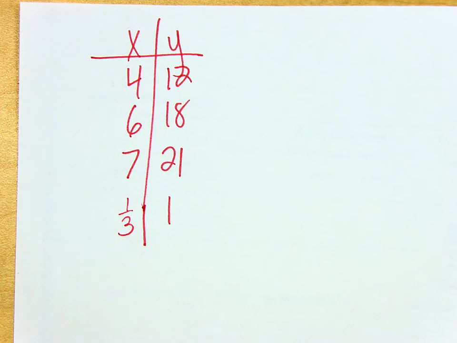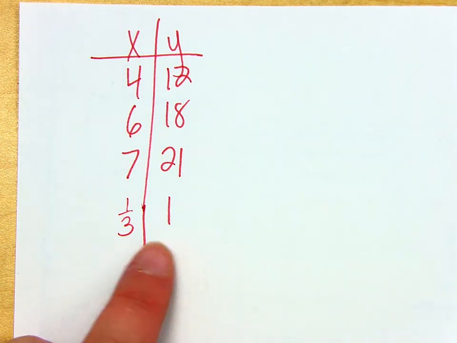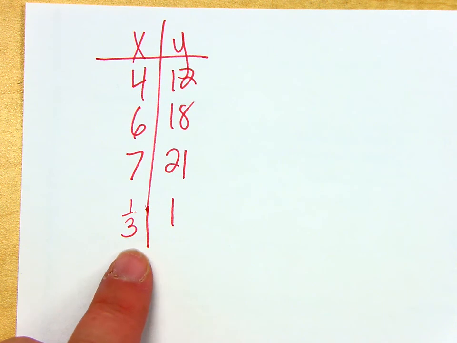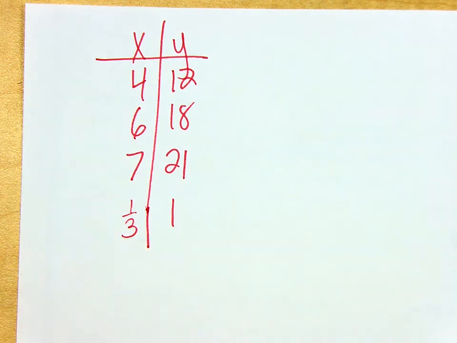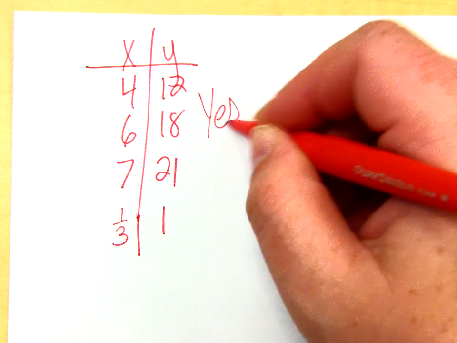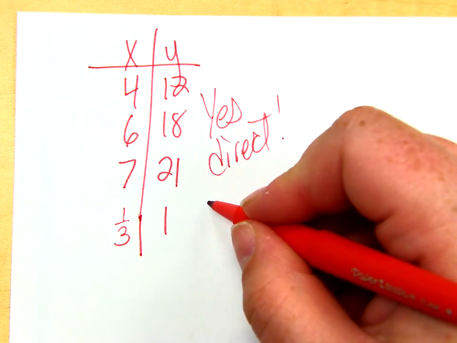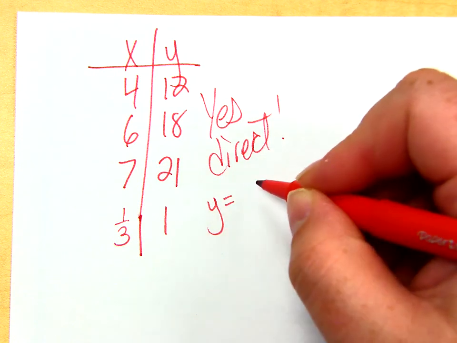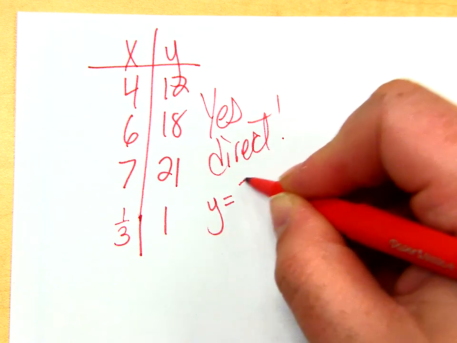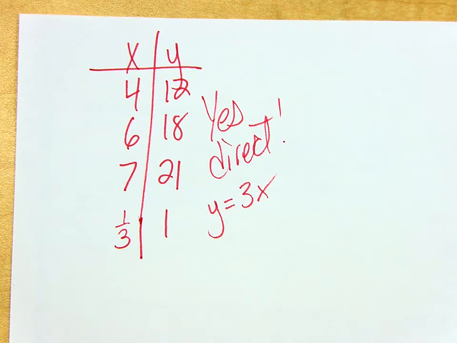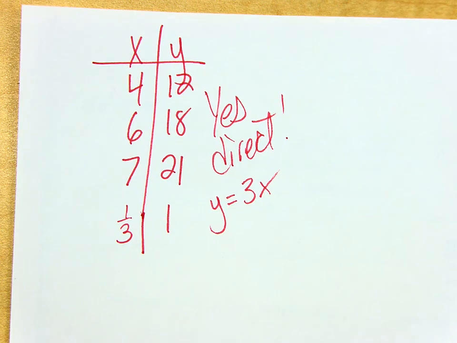Yes. You divide y by x every time and you get the same number, which is 3. 1 divided by 1/3 is the same thing as 1 times 3. So, yes, this is direct. And if I write the equation of the direct variation, you would write y equals 3x.